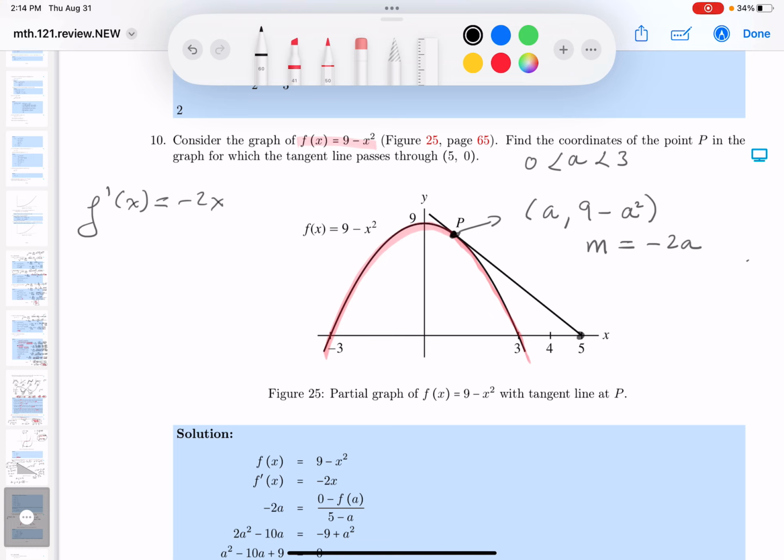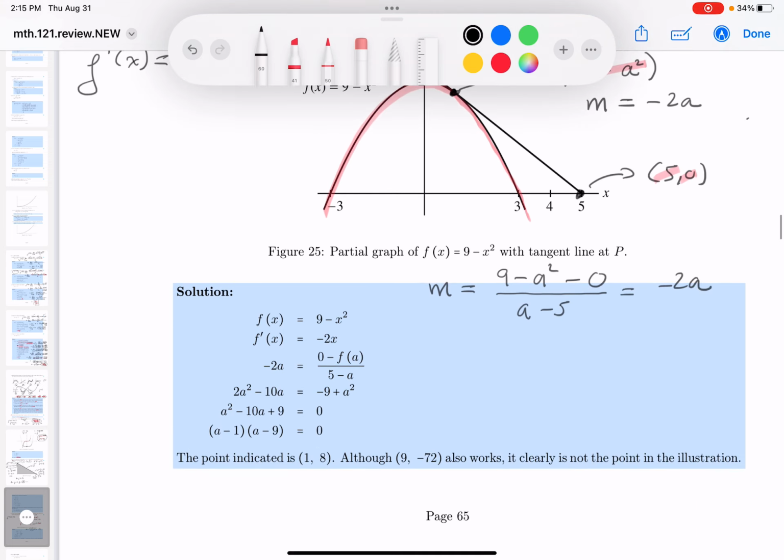But what I do know is how to compute slope. Let's go through that. So I need 2 points. This point over here is 5 comma 0. I'll write that down for you now. So the slope of that line is going to be the change in y. So it's going to be 9 minus a squared minus 0. I'm taking this, subtracting that. What goes on bottom? A minus 5. Let me write that down. What's the slope? It's minus 2a.